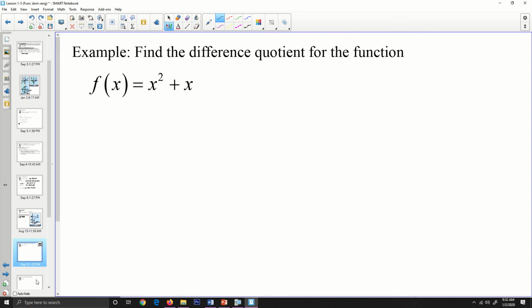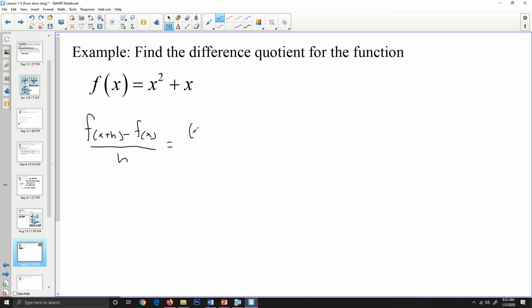All right, it says find the difference quotient for the function. So we have this function right here, and we want to find the difference quotient of that, and it's f of x plus h minus f of x all over h. And so f of x plus h, basically what that tells us is that wherever I see an x in this expression, I'm going to put x plus h.